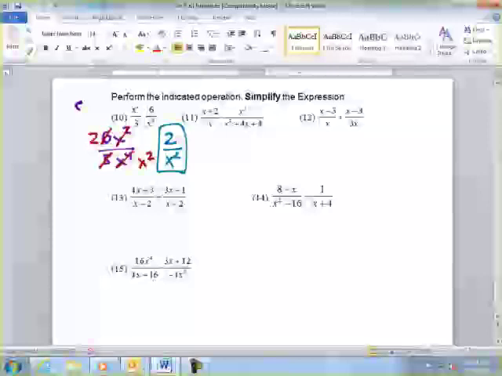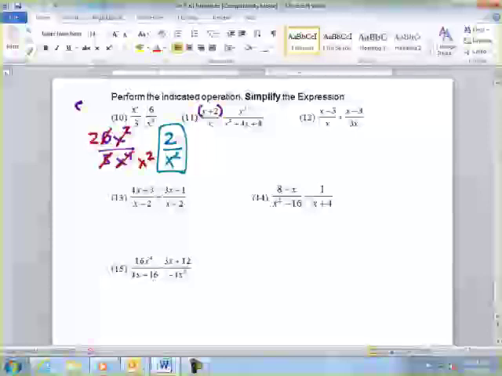Number 11 is also a multiplication problem, but remember that you cannot cancel a part of an addition or subtraction. It is tempting at the get-go to cancel those x's right in the front, but you cannot, because x plus 2 is a thing altogether that cannot be broken up.